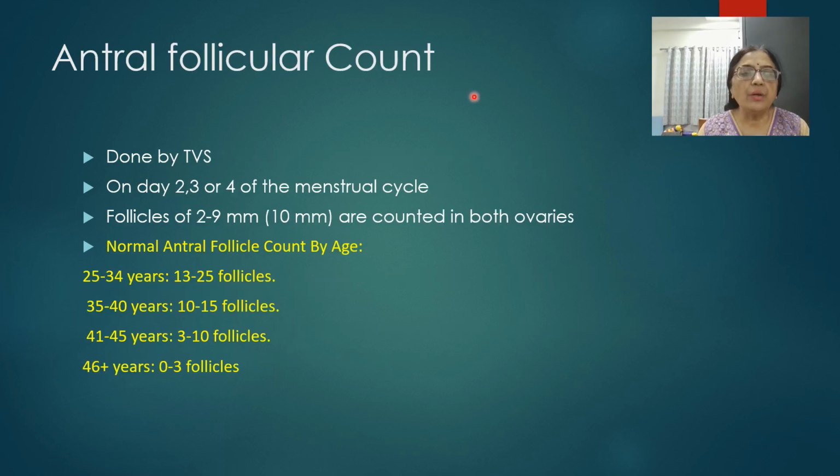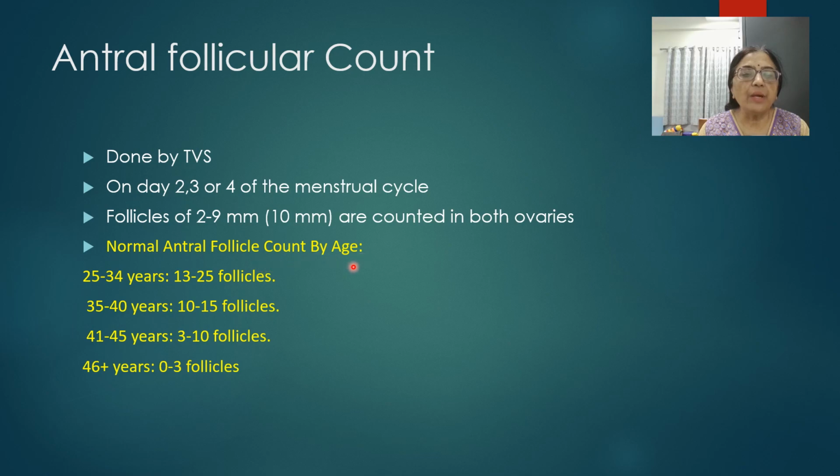Second is antral follicular count. Antral follicular count is done by doing a transvaginal sonography on day 2, 3, or 4 of the menstrual cycle. Follicles of 2 to 9 millimeter, and some of the studies are even including 10 millimeter, are counted in both ovaries.